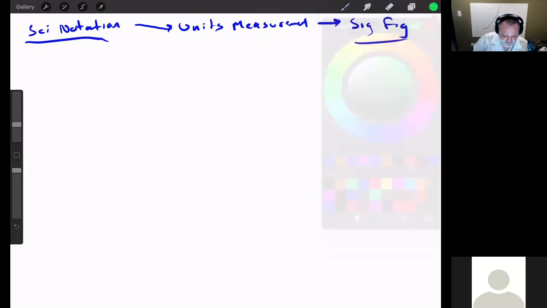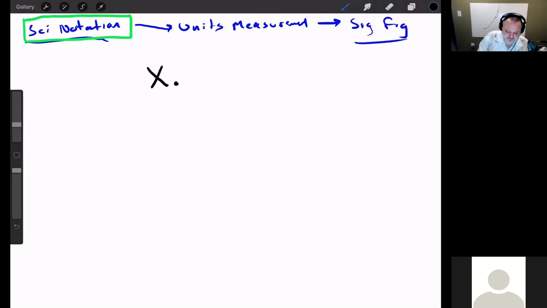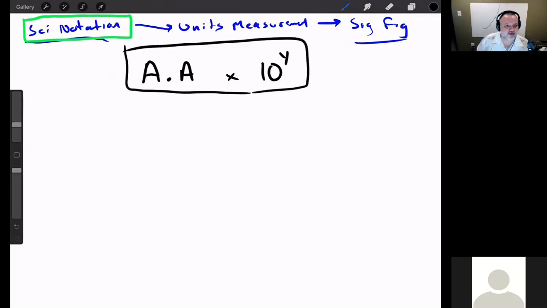What's this all about? The first thing I want to do is make sure that everyone knows how to write a number in scientific notation. I'm going to do it very generically. X is actually not a good letter to use there. Let's use A. Here is a number in scientific notation.